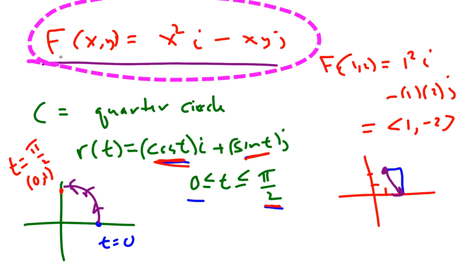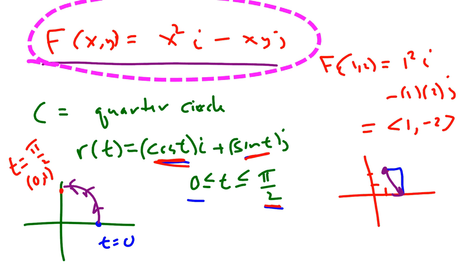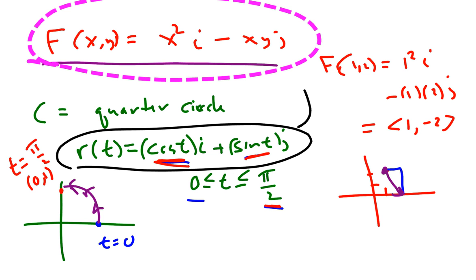Okay, so it looks like we have all the pieces and we're ready to go. We learned in the other video that a line integral through a vector field looks like this: integral over the curve C, f of r of t dot r prime of t dt. So in our case, f of r of t means you're going to take this equation and sub it into that vector field. Wherever there's an x, you're going to put the cosine of t. Wherever there's a y, you're going to put sine of t.